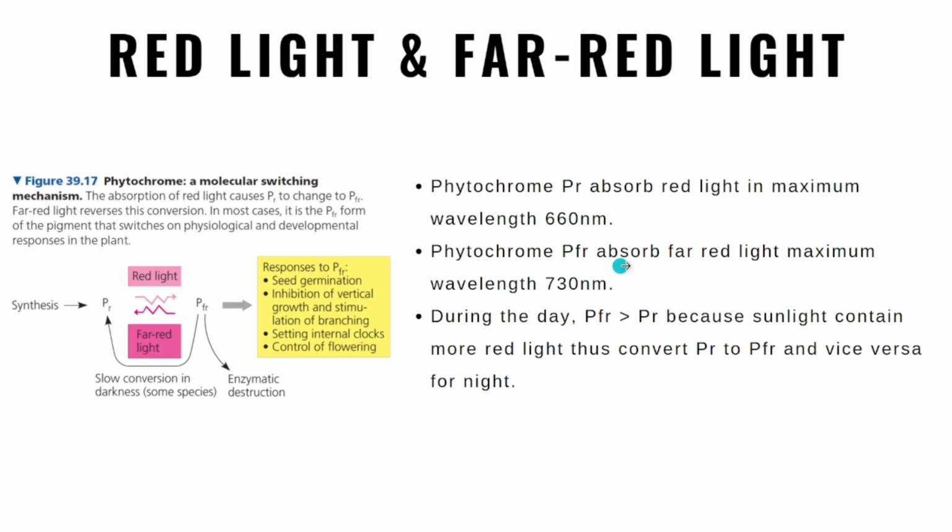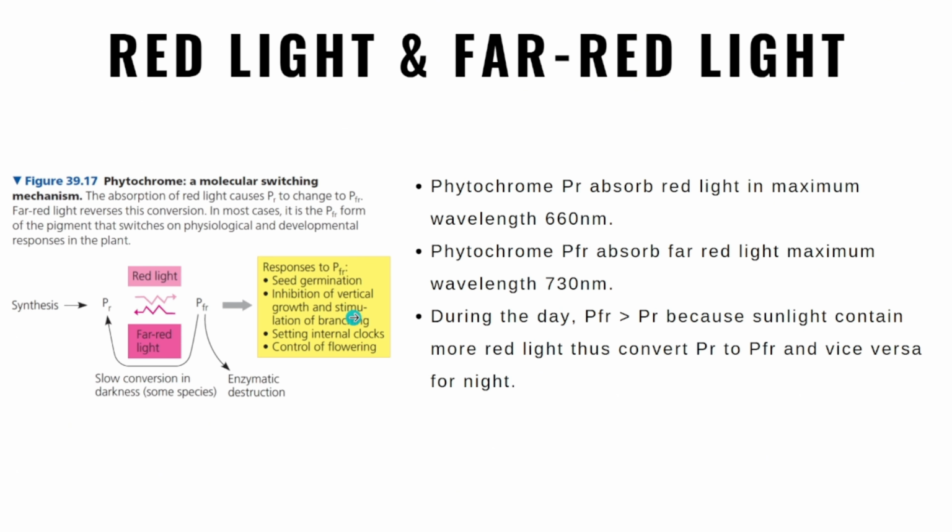Similarly, Pfr absorbs far-red light. Far-red light absorption is at night only, at a wavelength of about 730 nanometers. This is a scientific term you need to know. So when it absorbs far-red light, it will become Pr. So during the night, Pr is higher than Pfr, because the majority of Pfr has already converted to Pr. So this is the relationship between Pr and Pfr.